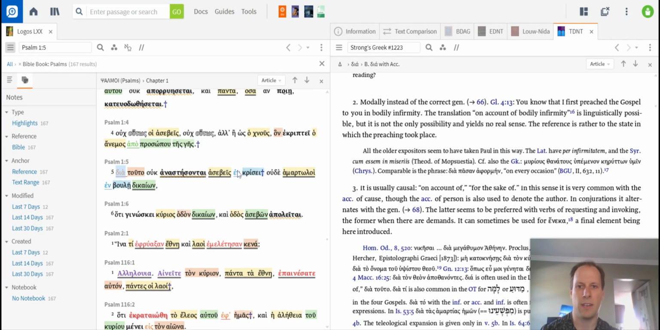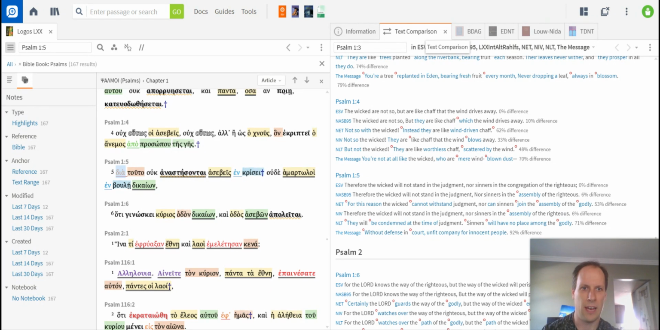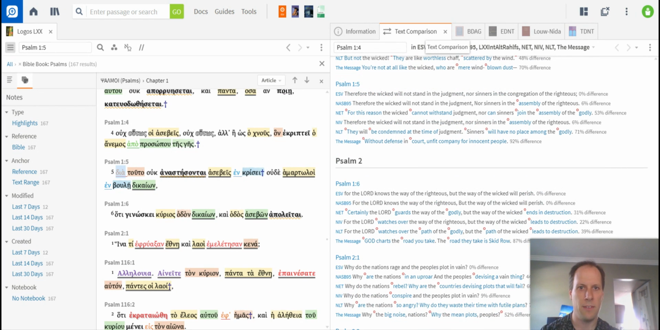So what we have here is in always takes the dative, which is the form that we see here in Chryse. So in a judgment, I think you can translate the judgment, which if we looked at the comparison for most of them, 1-5, therefore the wicked will not stand in the judgment.